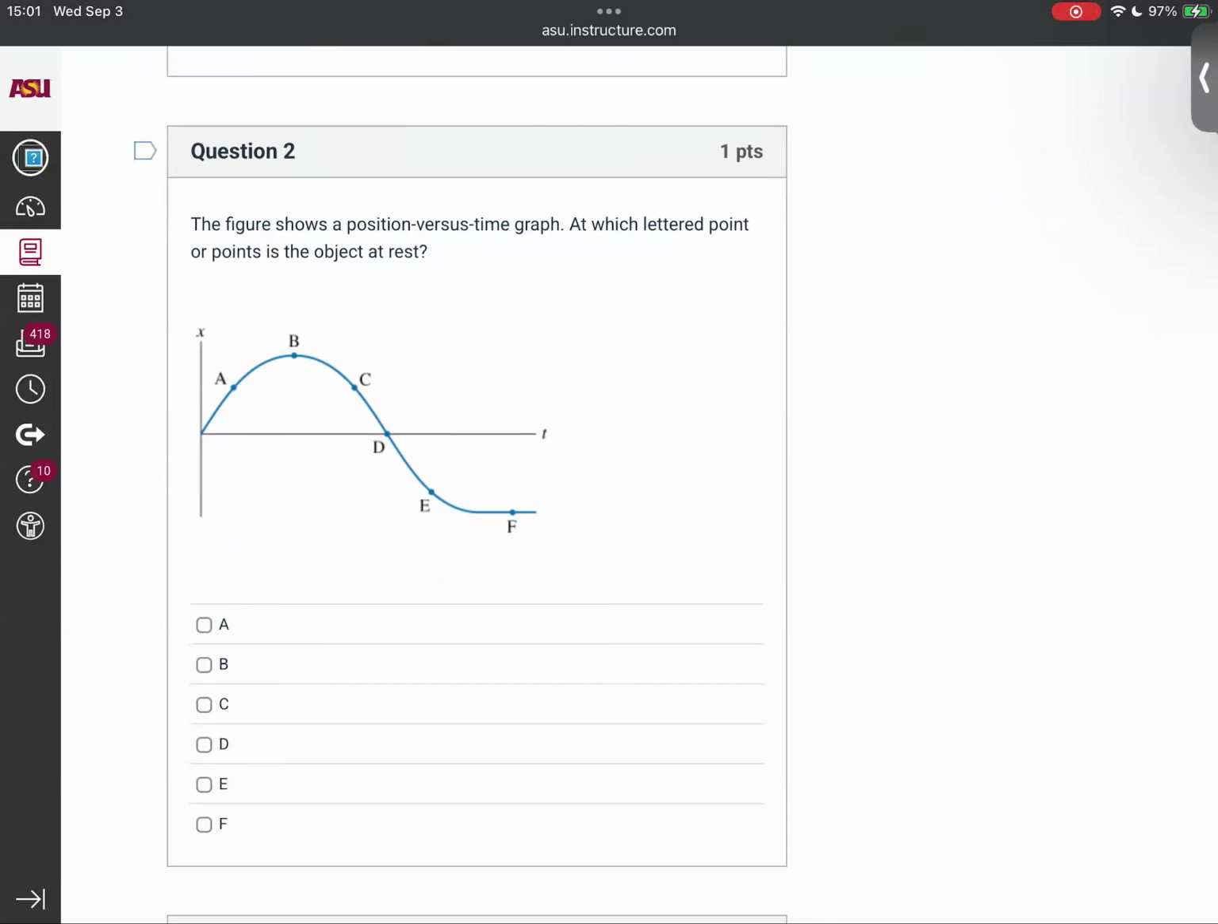Speed, when are you at rest? At rest is the slope, at that instant at least, horizontal. Here is moving, here is not, neither moving forward or backwards. Here is moving in the negative direction, negative direction, negative direction. Here is not moving, correct answer B, F. If you're looking for speed, you're looking for tiltiness. And at B and F, no tilty-tilty. That's the technical term for it, yeah.